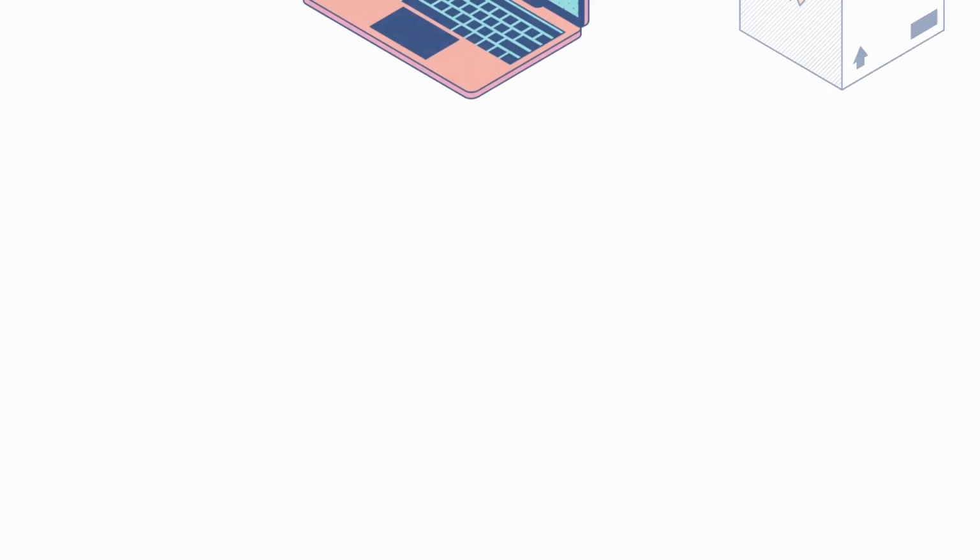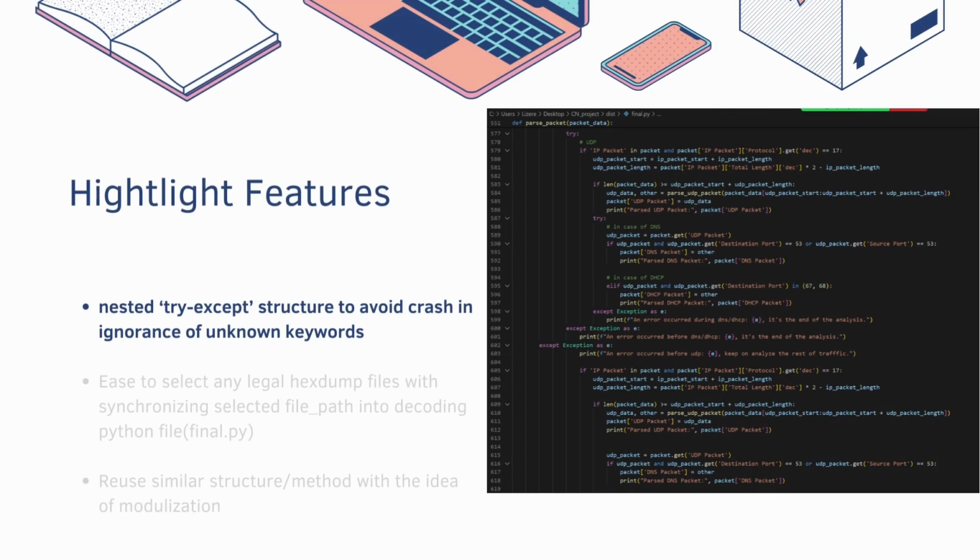So let's go to the highlight features of our source code. The first is a nested try-except structure to avoid crashes in ignorance of unknown keywords. We started with if-else statements, but it turns out we never know in which detailed step a strange keyword will come out or what exactly the error is. So by the statement except Exception as E, we can clearly know what the error is and where it comes out.